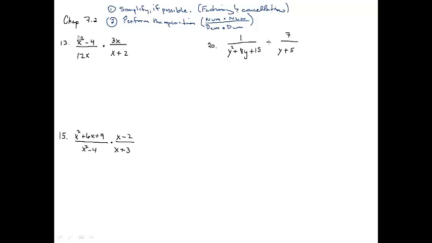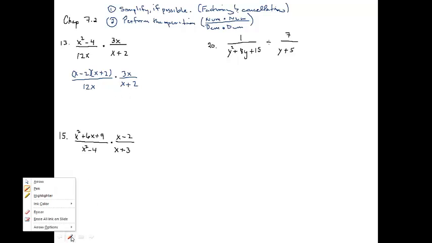Well, that means I can factor, right? X squared minus 4, well, that's x minus 2 times x plus 2 over 12x times 3x over x plus 2. Awesome. Now, let's see if we can further simplify.